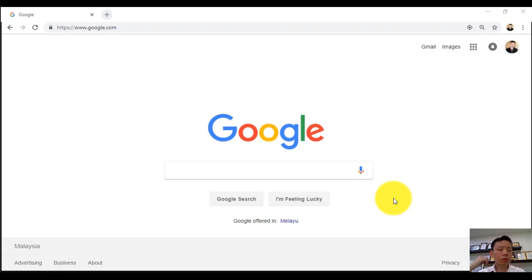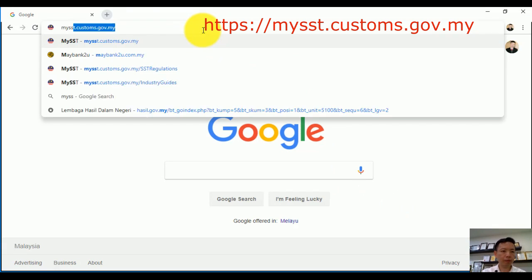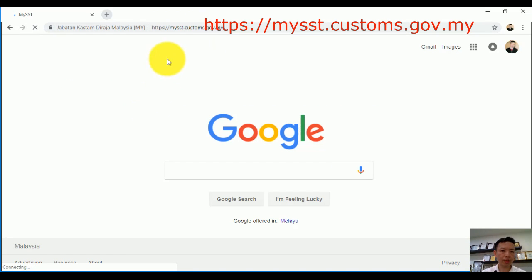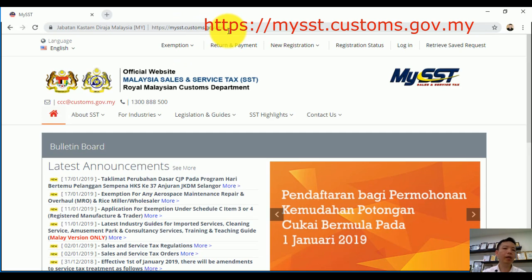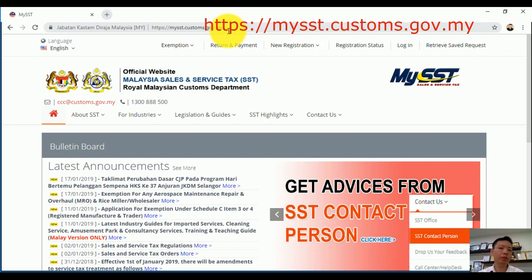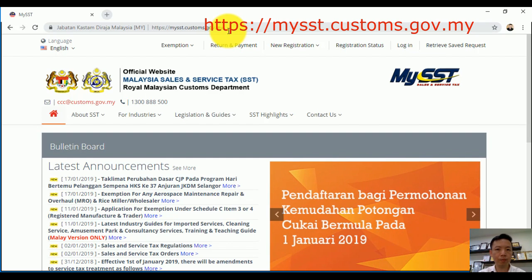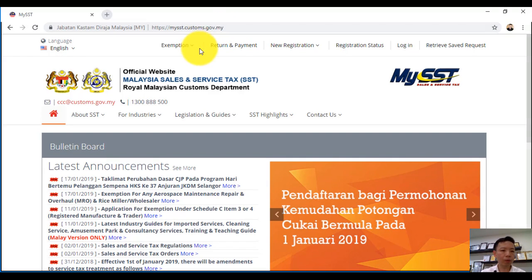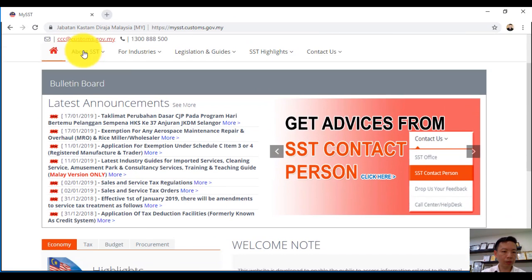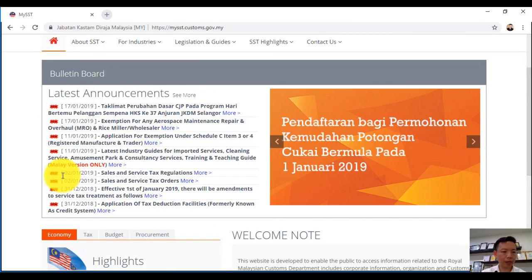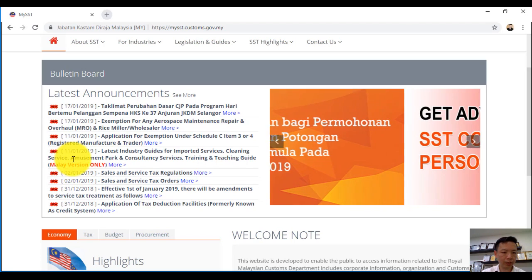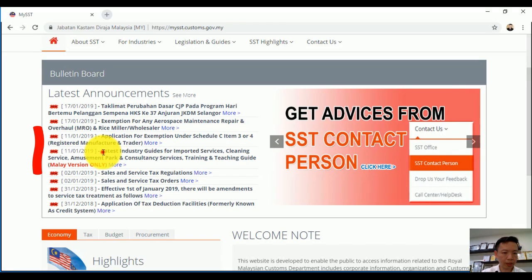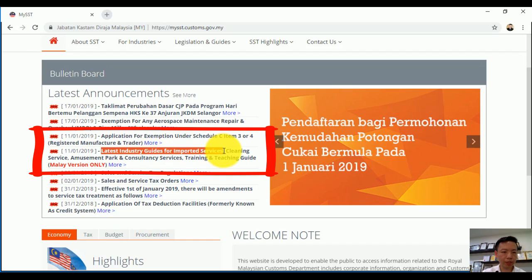Now, to understand more about SST, you need to go to this portal. It's the MySST Portal, mysst.customs.gov.my. It's very similar to the GST portal last time. Everything that you need to know about SST is inside this portal. Go down here to the latest announcement, and there is an announcement on the 11th of January: the latest industry guide for imported services.